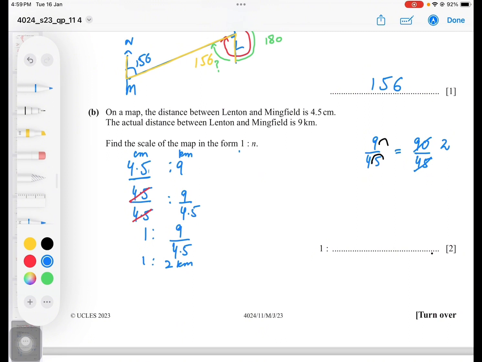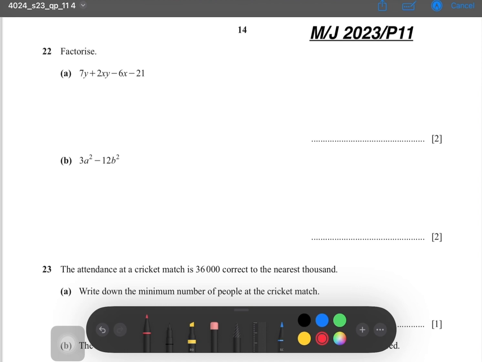So in the ratio form, we know that the unit should be same. So I need to convert it into centimeter. 2 kilometer. You can also do like that. 1 centimeter is equal to 100,000 kilometer. So the answer is 200,000.